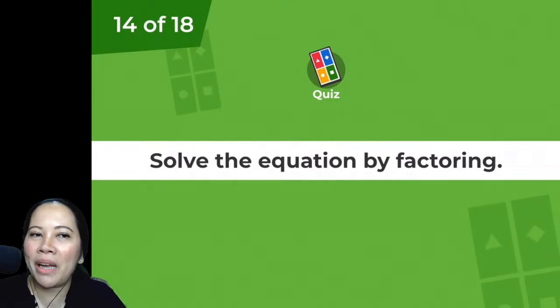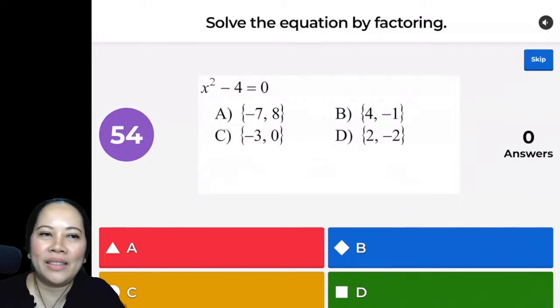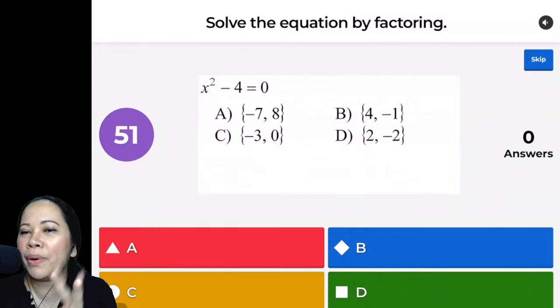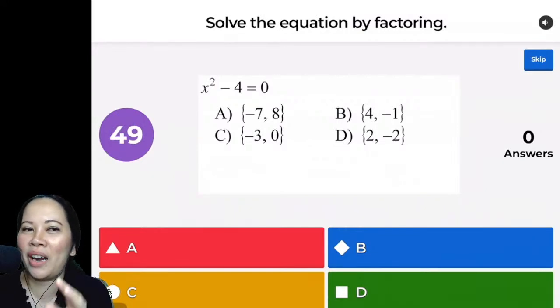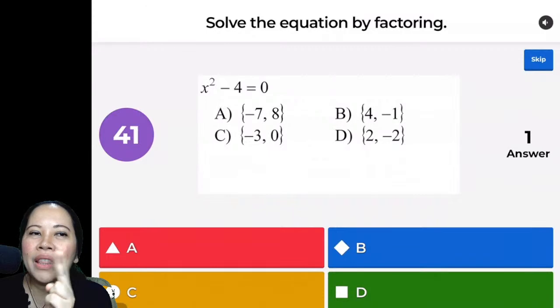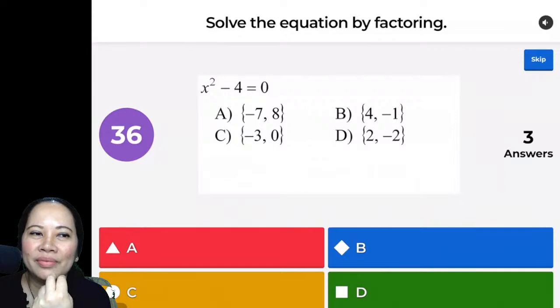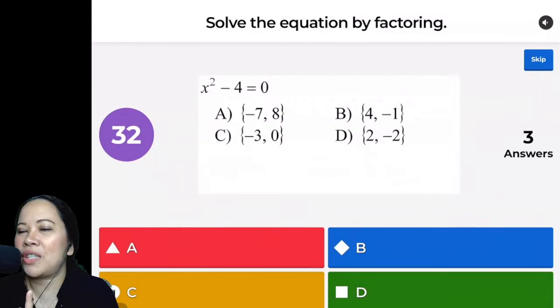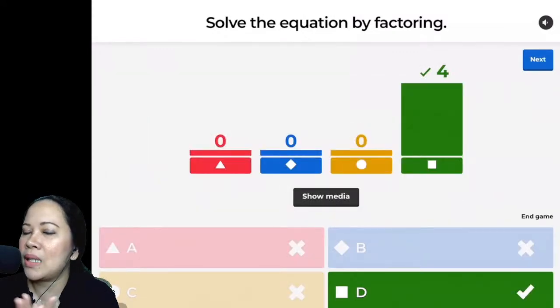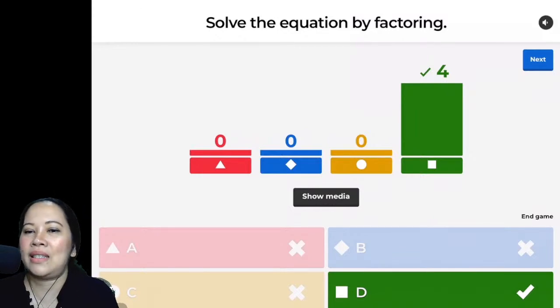Okay, solve the equation by factoring. Again, it's perfect square. So what are the factors of a perfect square? Sorry, difference of 2 squares. So what are the factors of difference of 2 squares? And that's the answer of your equation. Again, if it's a perfect square trinomial, you have minus minus or plus plus. If it is difference of 2 square, it's minus and plus. Okay.